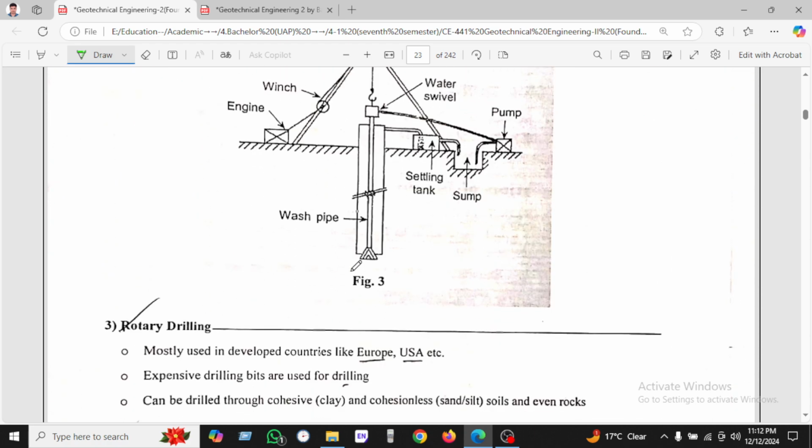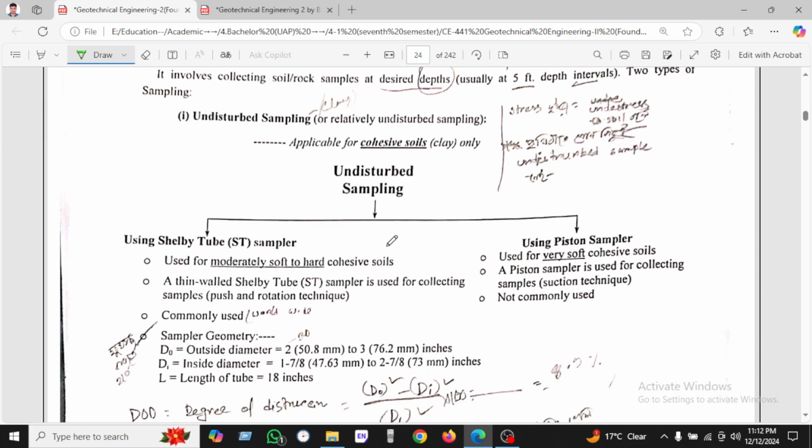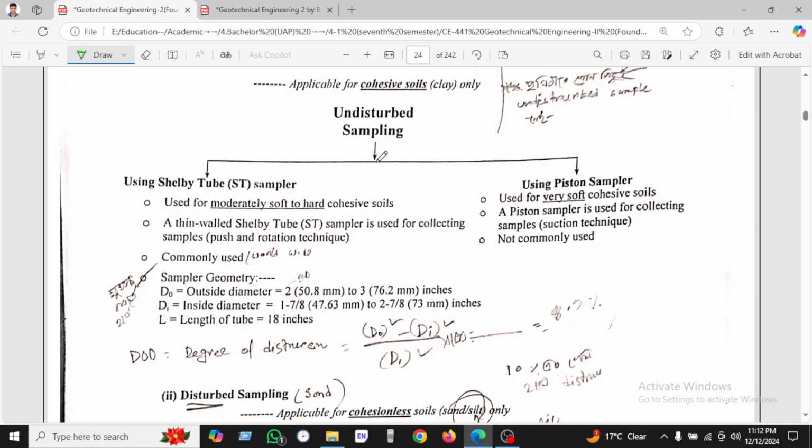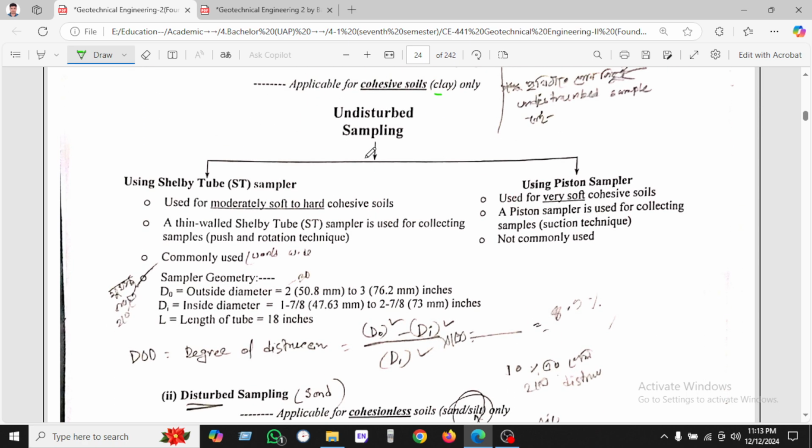Here is wash boring. We can see the picture, and rotary boring, percussion boring, drilling. I am skipping this. And this is the important one, disturbed sample. We can use sampling. It involves collecting the soil sample at the desired depth, usually at 5 feet depth intervals. Two types of sample: disturbed sampling or relatively undisturbed sampling. Application is cohesive soil only, for clay. So we can see the undisturbed sampling, which is clay, using the Shelby tube, SPT sample and using piston sample.